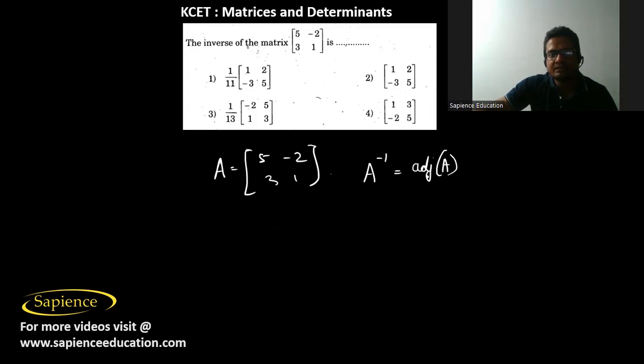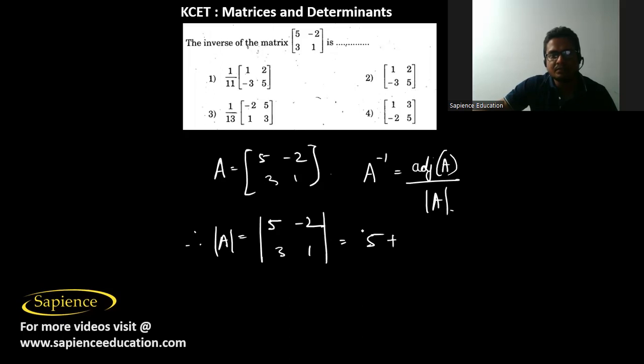Then here we have to find the inverse of the matrix A, which is given as 5 minus 2 3 1. So we know that A inverse is equal to the adjoint of the matrix A divided by the determinant of A. So here the determinant of A will be equal to the determinant of 5 minus 2 3 1. So that will be 5 minus of minus 6, so plus 6, that is 11.